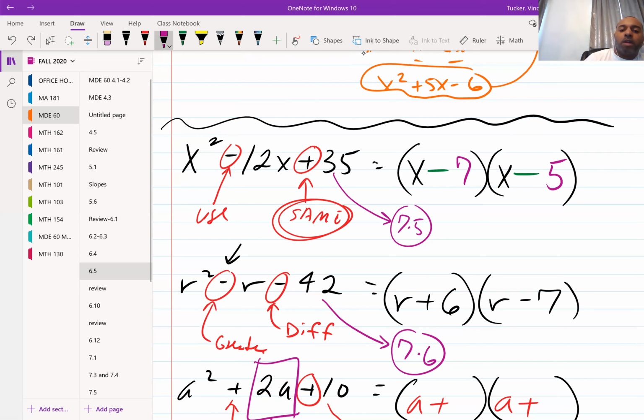And once again, this front sign lets us know that the greater of the two should take on that sign. So that's why 7 is negative. So you have positive 6 times negative 7. Multiplying those two together gives you negative 42, but adding them together will give you a negative 1 that will help us out in the middle. Any questions?